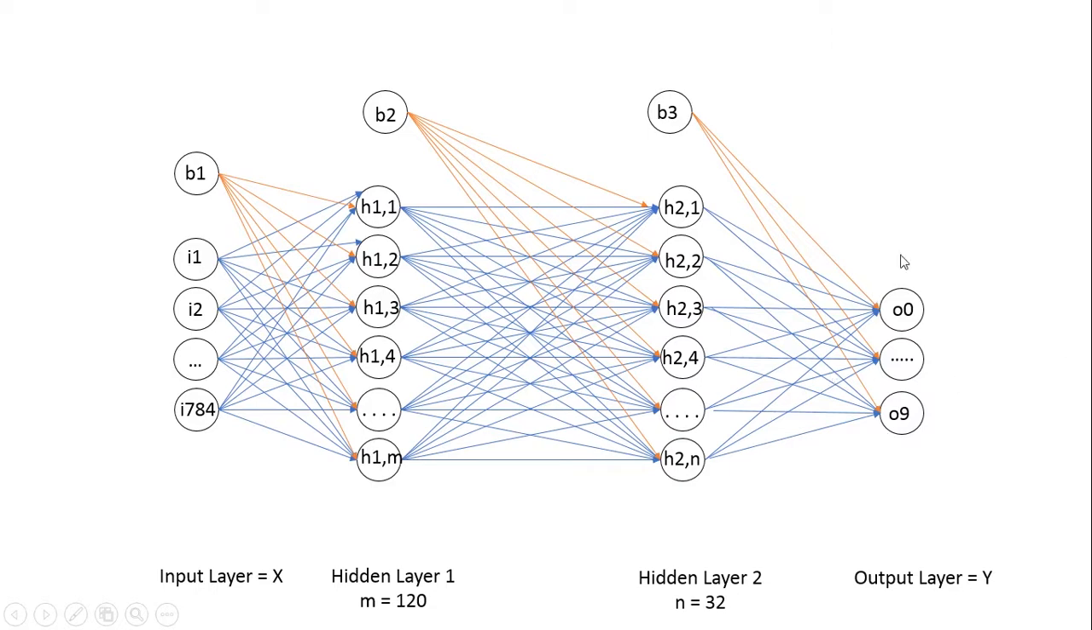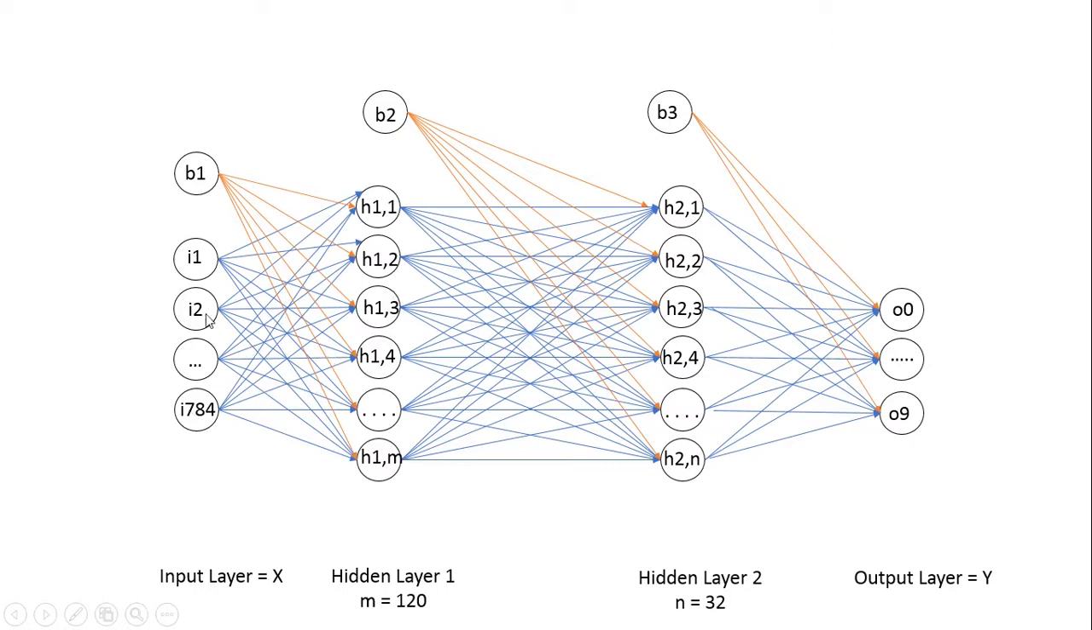Now let's take a look at the output layer. We are expecting a one hot encoded vector of length 10. So that is why I have considered 10 neurons at the output layer. These are the hidden layers. I'm using two hidden layers in this example. The first hidden layer has 120 neurons. You can change the figure if you want, and the second hidden layer consists of 32 neurons. So I'm considering this neural network structure in this example.